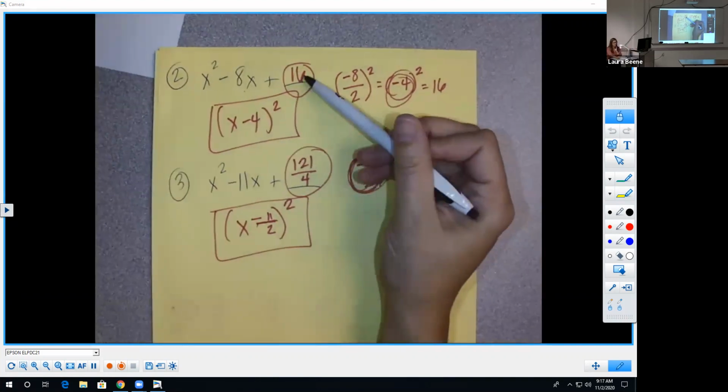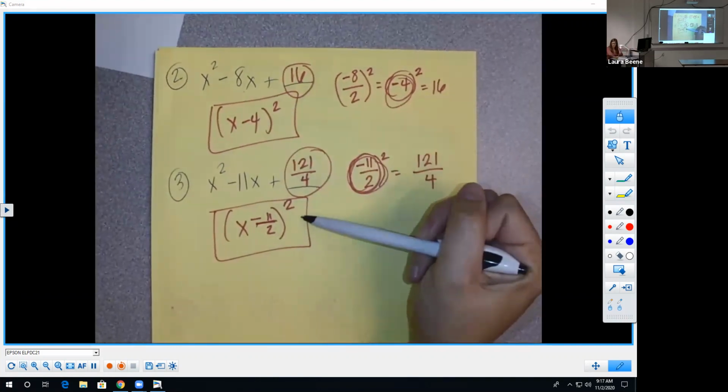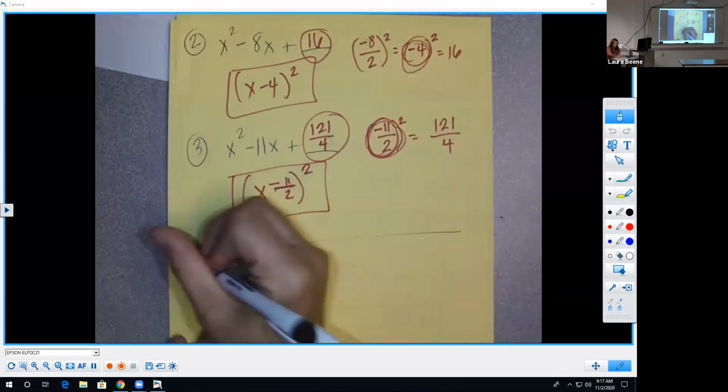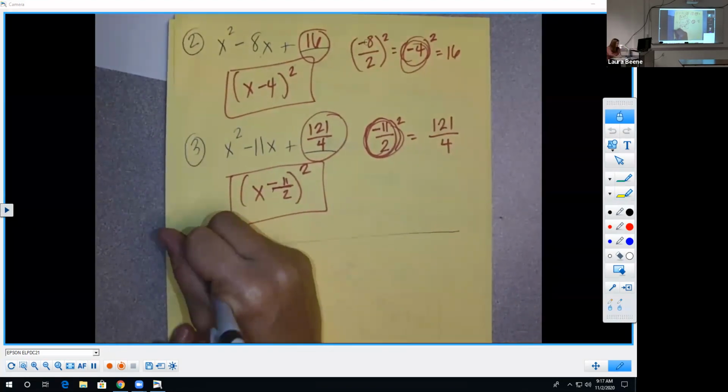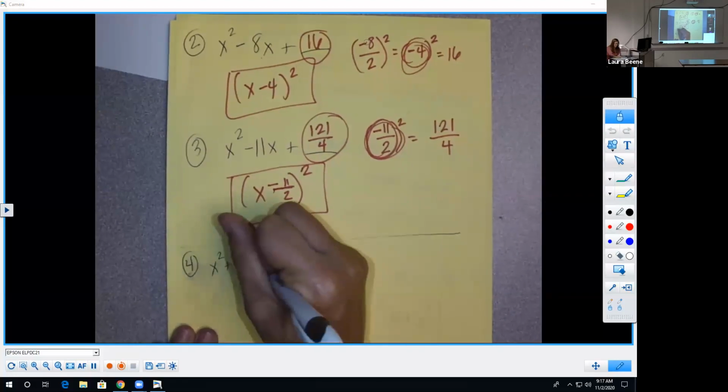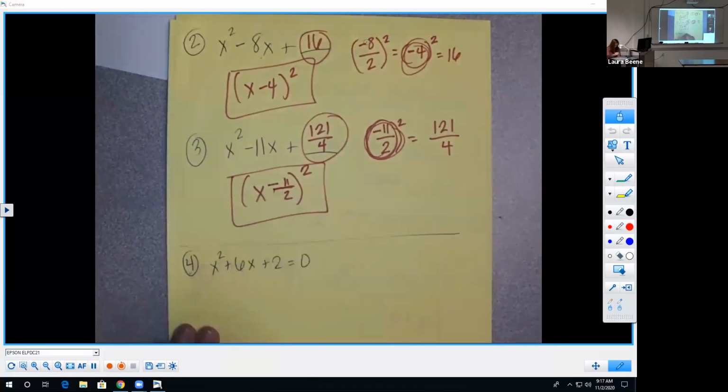We're going to start off doing the ones with the whole numbers, and by the end, we're going to get into the ones with the fractions. Okay, so start off with number 4. If we have the problem x squared plus 6x plus 2 equals 0.